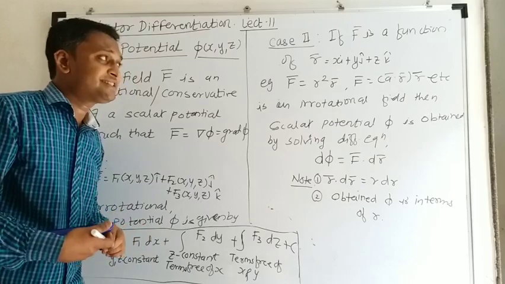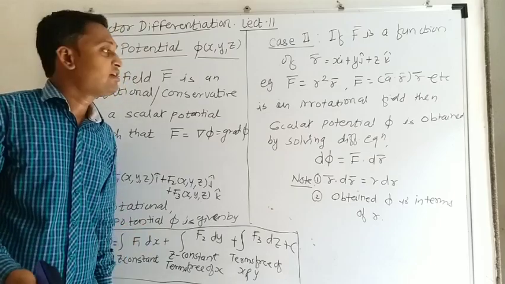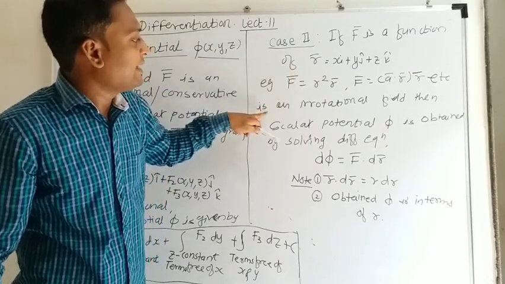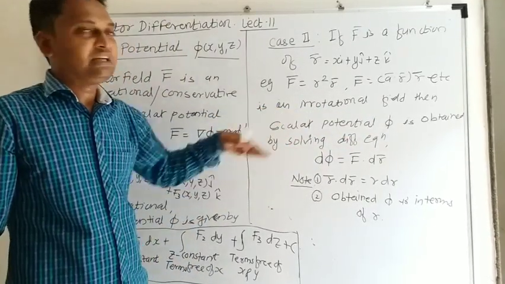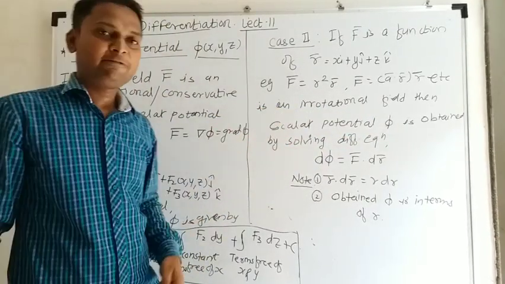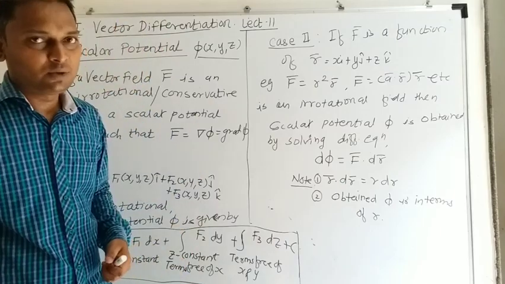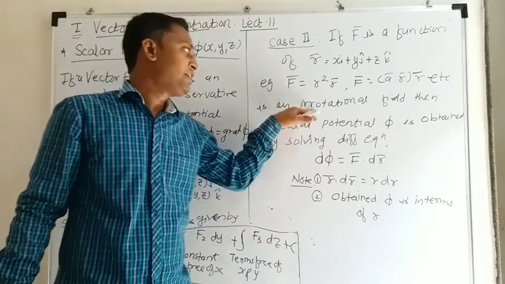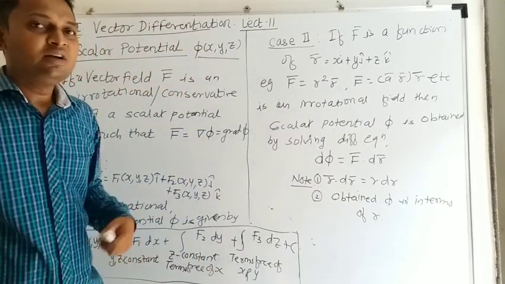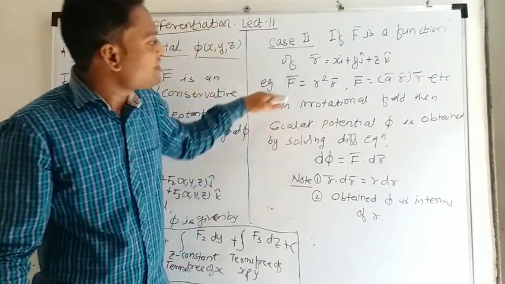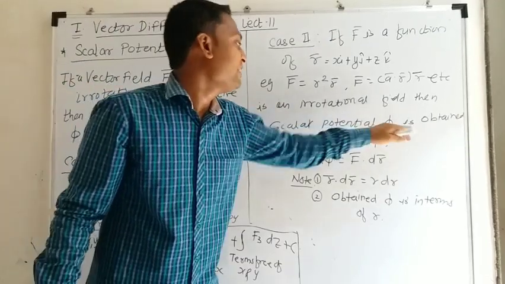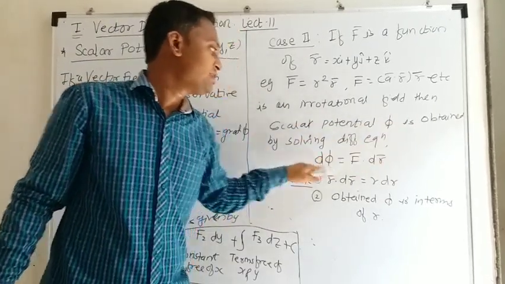In such a case, if you want to calculate the scalar potential, very first there has to be an irrotational field or conservative field. So first we have to prove that they are irrotational or conservative. For that we have to show that the curl of that vector field is 0. What is the meaning of irrotational? The curl of that vector field is 0. Then in such a case, scalar potential phi is obtained by solving this differential equation.